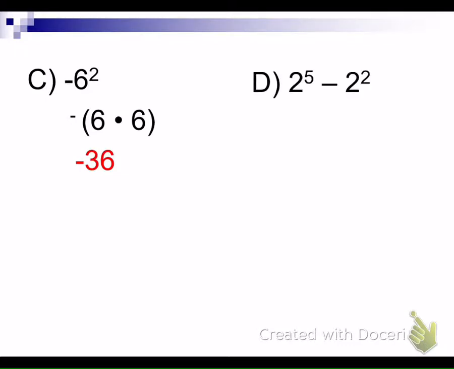All right, part D. Oh, man. 2 to the 5th. 2 times 2 is 4. Times 2 is 8, times 2 is 16, times 2 is 32. Right. Yes, so this is 32 minus, obviously 2 times 2 is 4, which is 28. Good. I'm on a roll. Questions?